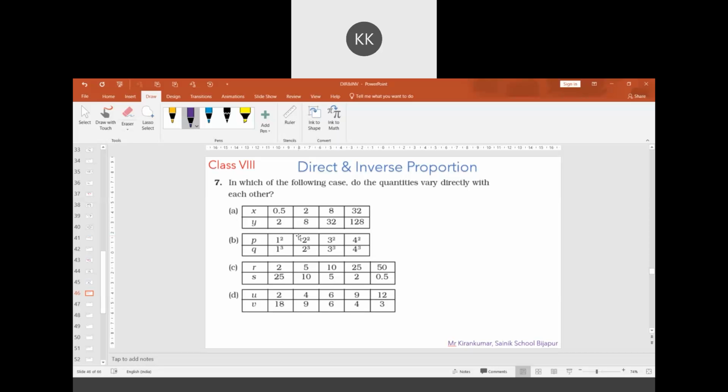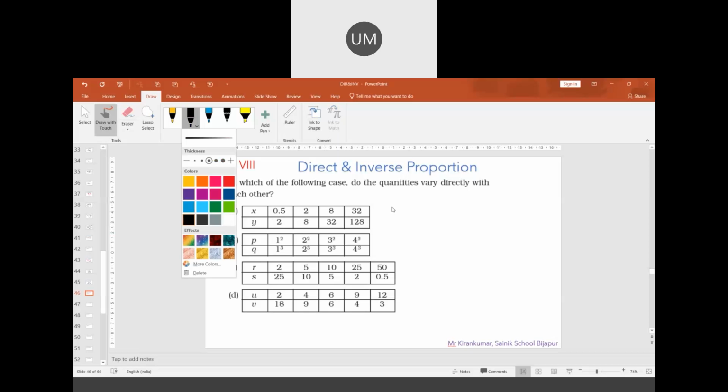Yes, how do we identify? Sir, you have to find the ratio. 0.5 into 4. To find the ratios, only option A will be direct proportion. Option A is the right answer. Option A is directly proportional.